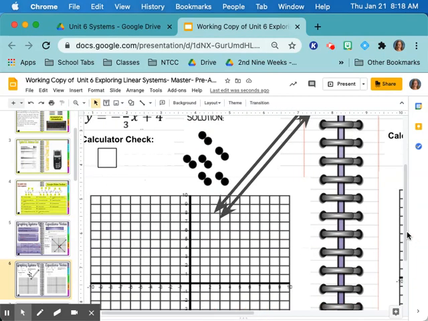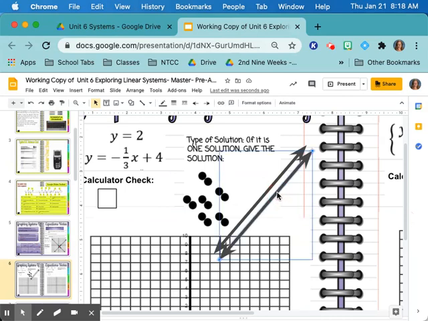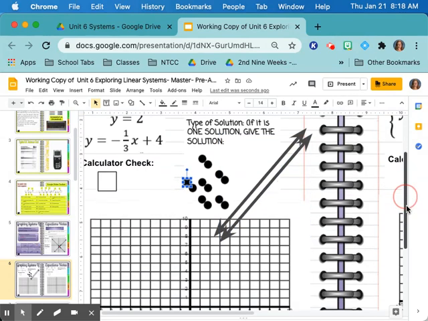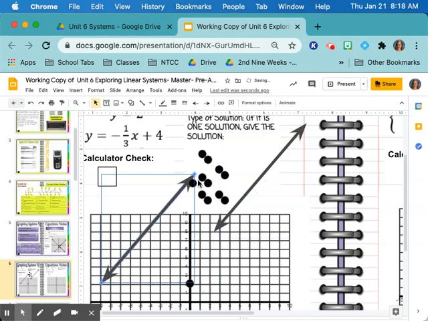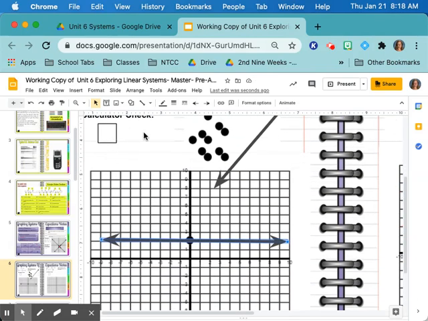Okay, so y equals 2. What is that going to look like? What kind of line is that? Does it have a slope? Or what is the slope, I guess I should say. Y equals 2? The y-intercept is at 2. And we have a slope of 0. So it's going to be a horizontal line. Remember slope? Make it as horizontal as you can get it.